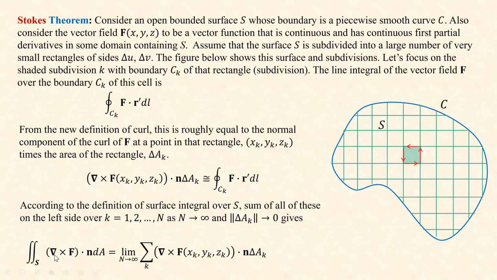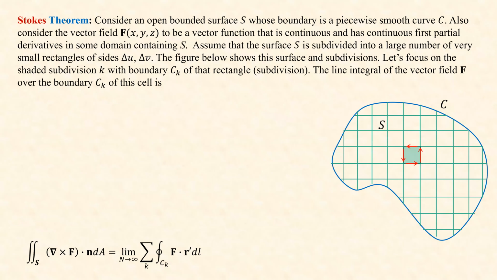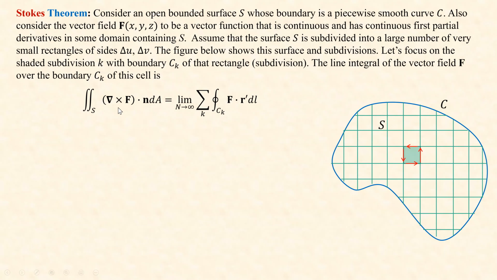That dot n dA is just the normal component taken over the surface. And this can be written as the limit of all of these line integrals, right? Because each one of these is a line integral around that cell. All right, so let's work on this. So far we have this surface integral of curl is equal to the sum of all these line integrals. That comes from the new definition that we have. All right, so let's work on that.